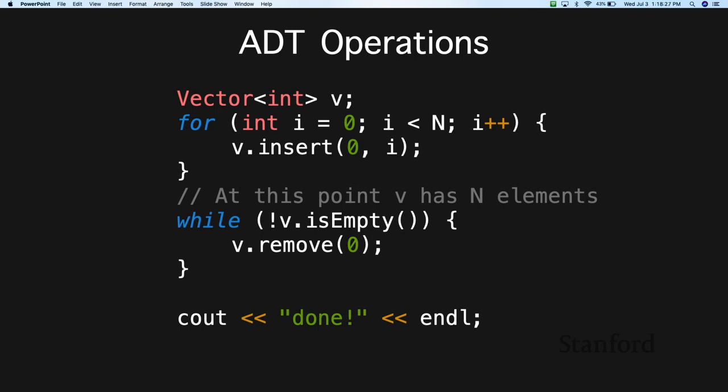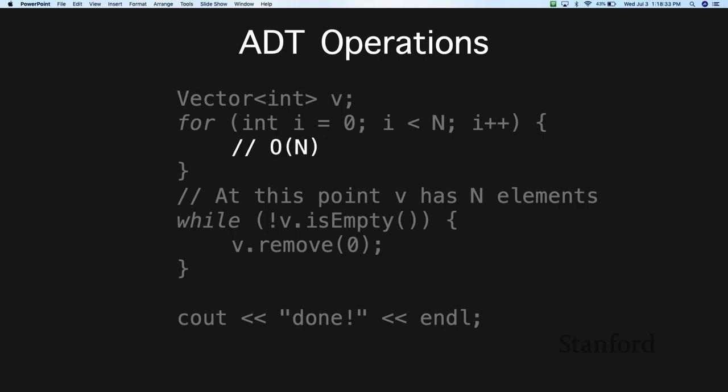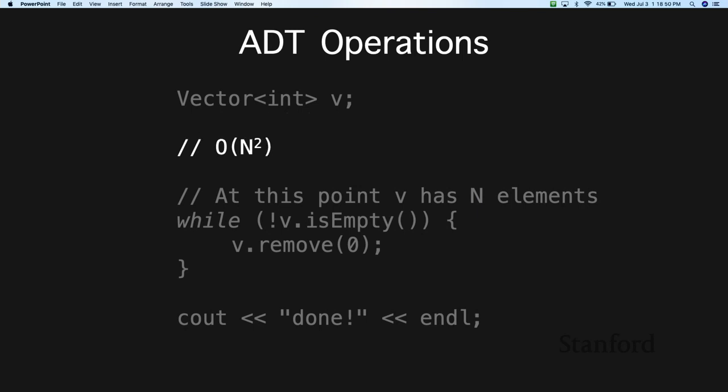All right, so insert. What's the big O of insert? O of n, right? So this becomes O of n. And how many times does this loop run? n times, right? So we repeat n times. When you have nested code, you multiply how long the code takes times the number of times it's repeated. So this becomes n squared, okay?